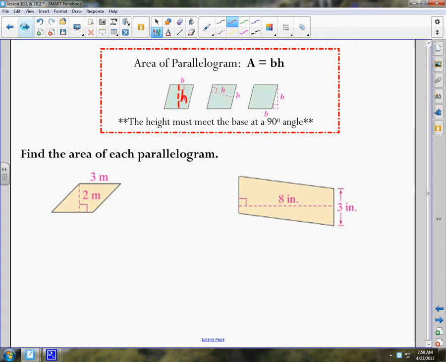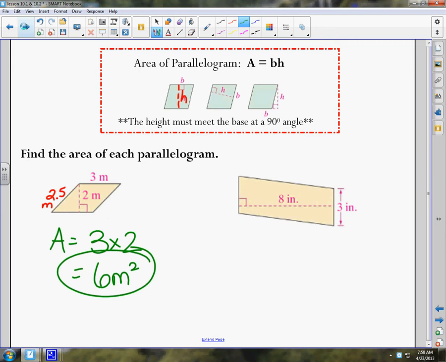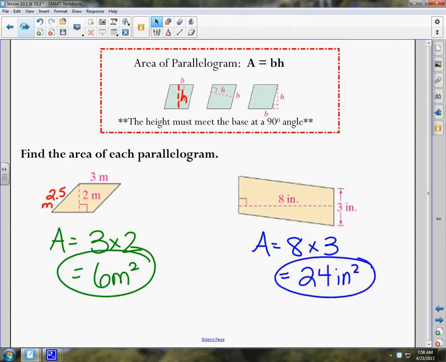They'll try to label this side like this, 2.5 meters, and then a lot of kids will just look and say, oh, it's 3 times 2.5. So just be careful. So this first one, my area is just 3 times 2, which is 6 meters squared. So try the next one. All right, it's pretty simple. Area is 8 times 3. They're both in inches. So that equals 24 inches squared. So pretty simple. It's just a review.